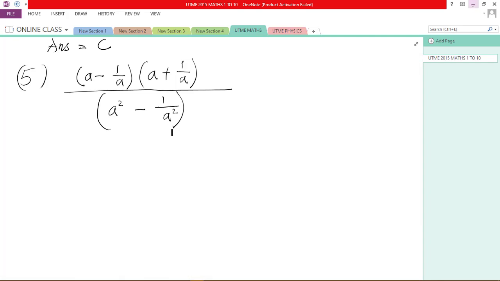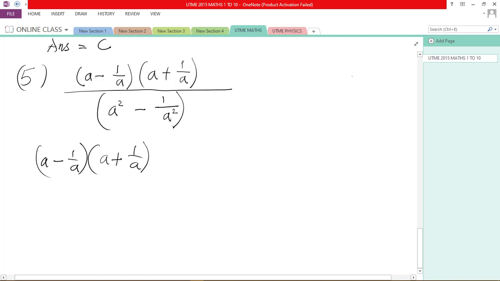I think there's a mistake in the question, but I will solve it for you so that I can be happy. Now this thing that we have up here, look at that: a minus 1 all over a, times a plus 1 all over a. You believe it is a difference of two squares. When you have something like this, a minus b times a plus b.